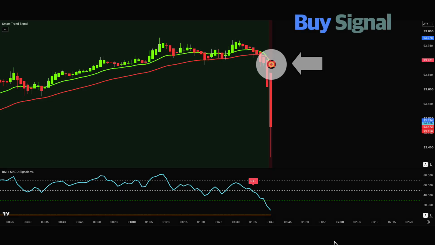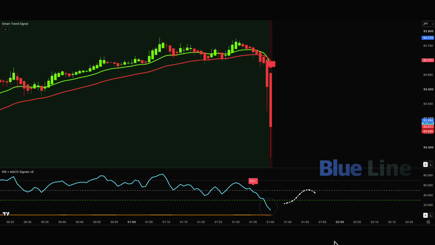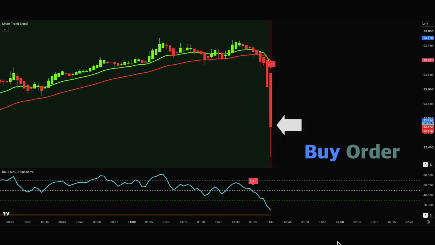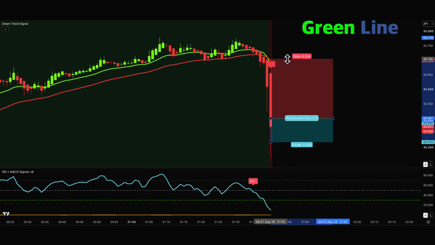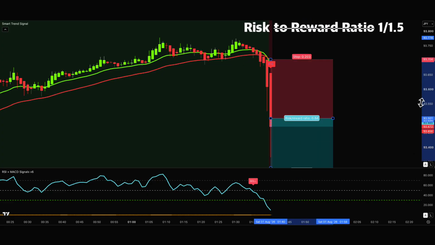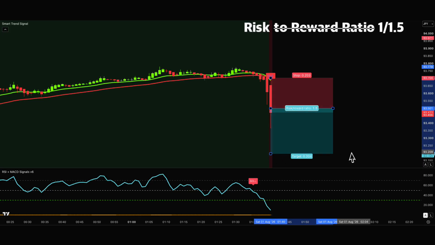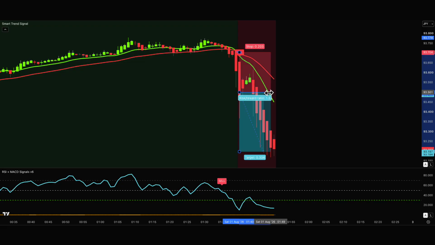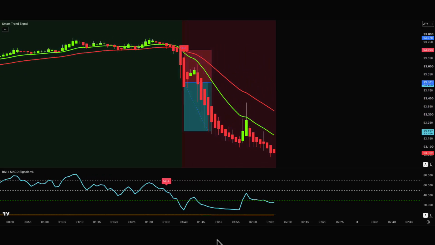Here the smart trend signal label up of this is a buy signal. Here the maroon line of RSI plus MACD signals is above the red line. Here, the market has made a bullish candle to give confirmation. So all our conditions are being fulfilled, so we are placing an order to buy. Our stop loss is to be placed at the green line, and the risk-to-reward ratio will be 1:1.5. Let's see what happens to our trade. We have won the trade. Let's find the next trade.